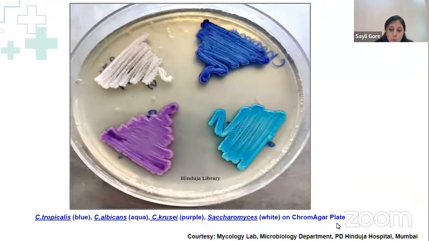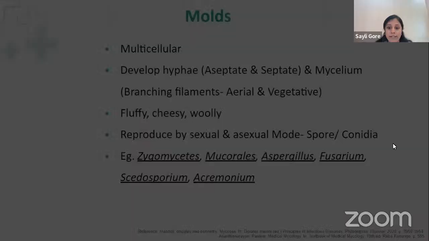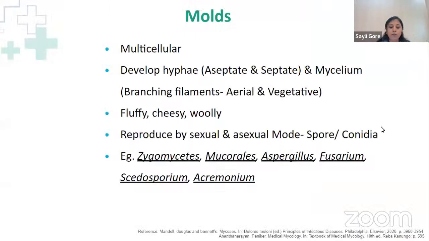This is a chrome agar plate, where the colonies yield some color. Candida tropicalis yields a blue color, albicans yields an aqua color, krusei has a purple color, and Saccharomyces is completely white. Now, if you leave bread or cheese open for a very long time, you must have seen some greenish thread-like structure appear on it.